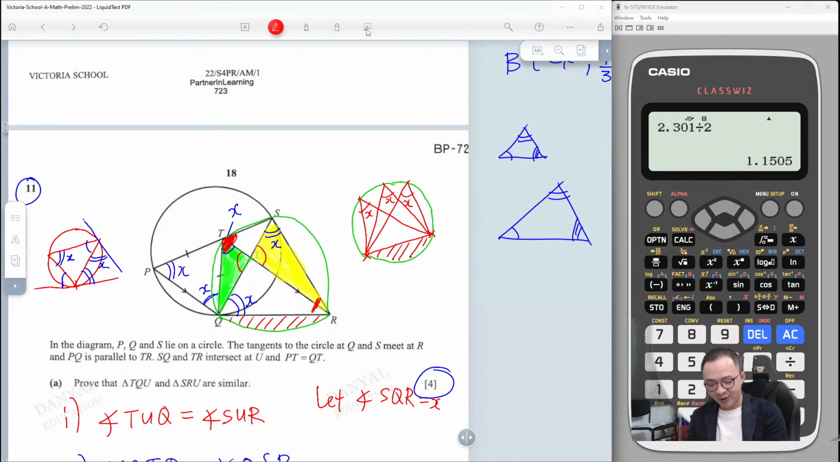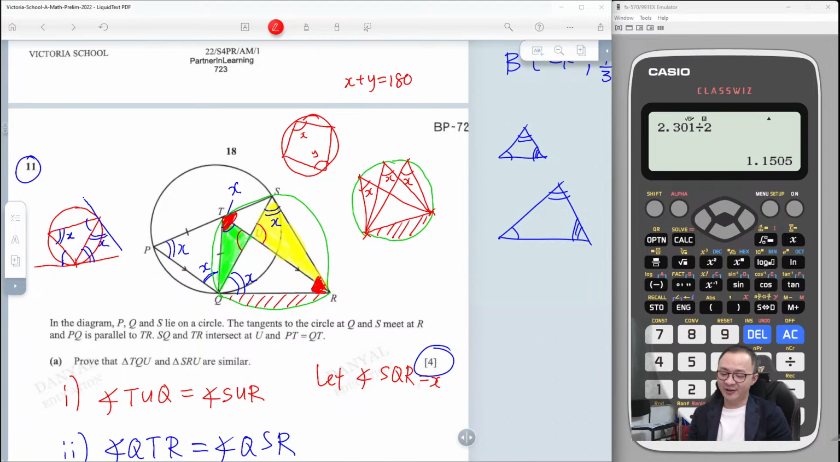QRS will be the whole angle here. Obviously this one is a cyclic quadrilateral, right? So if we have a circle, we have a quadrilateral inside the circle. This one we call cyclic quadrilateral. Then the opposite angles added together must be 180. Like x plus y must be 180.